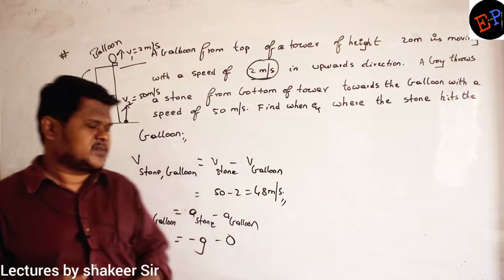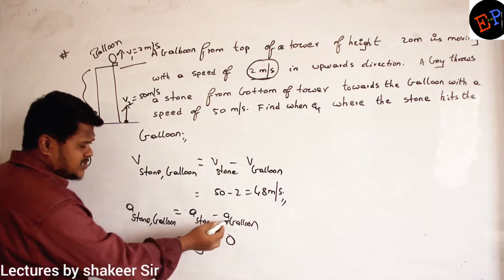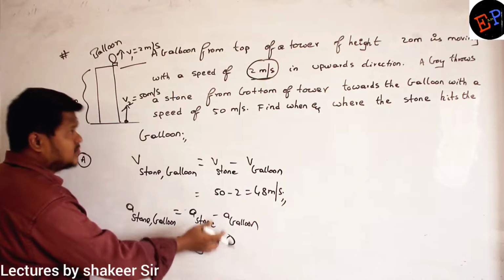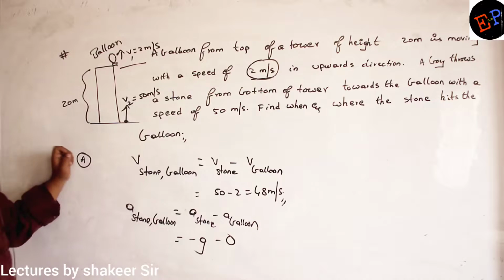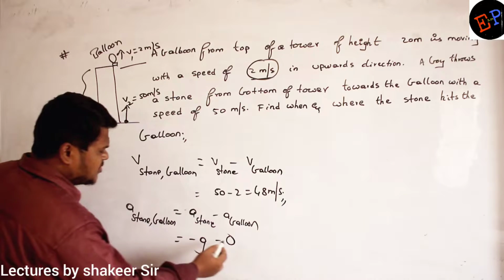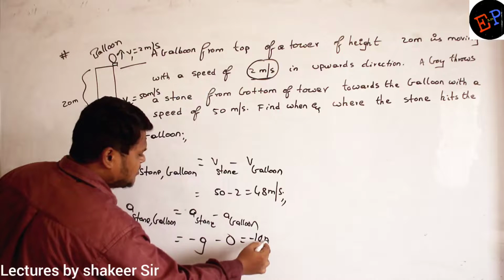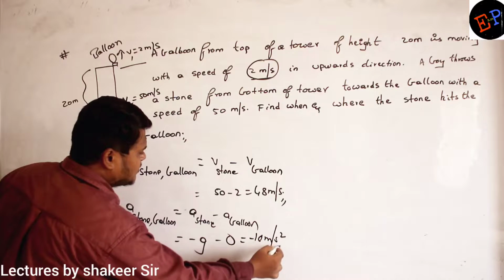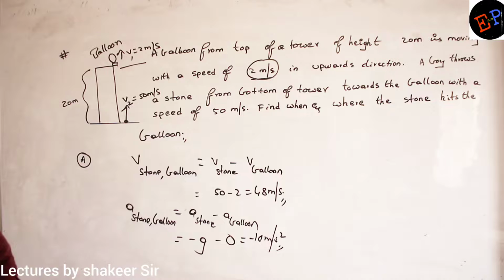Are you able to understand, ma? Okay. So therefore, the balloon's acceleration is not there. Its acceleration is 0 because its velocity is constant. Are you able to understand? Okay. So therefore, what is the relative acceleration? Relative acceleration is minus 10 meter per second square. So this is the relative acceleration of the balloon.